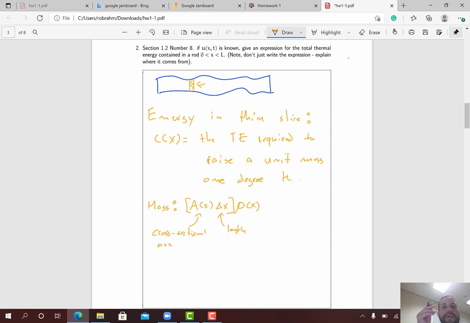And again, for a thin slice, we're approximating this as a cylinder. So the volume is just going to be the height of the cylinder, which is delta x, times the face of the cylinder, which is A of x, times rho of x, which is mass density per unit volume. So this is not the linear density.